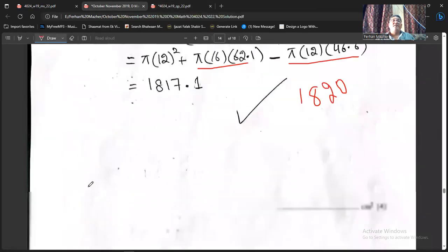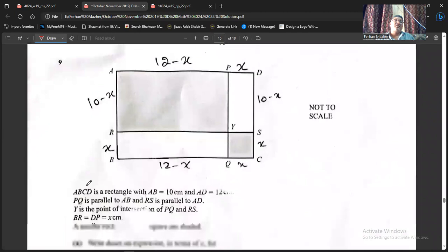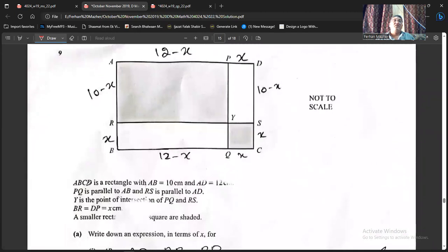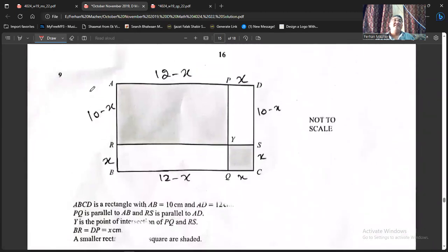Okay, so let me show you here. This whole thing is 10, this is x, so this will be 10 minus x. This whole thing is 12, this is x, so this will be 12 minus x. This whole thing is 10, this is x, this is 10 minus x. This is x, so this is also 12 minus x.